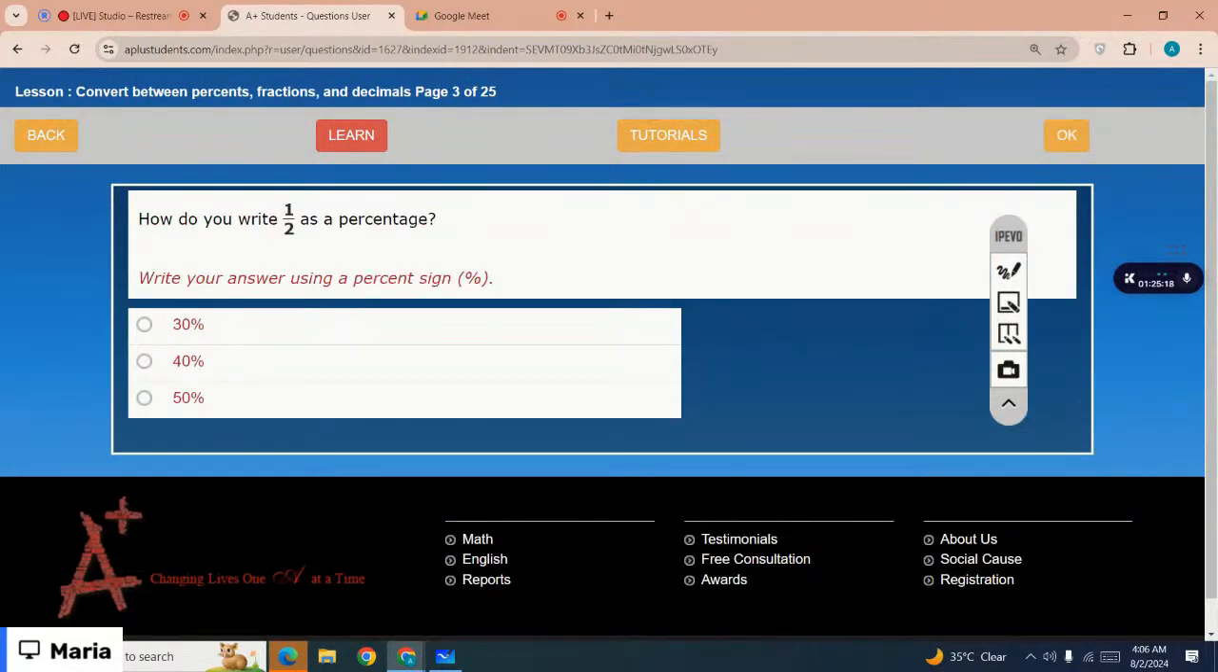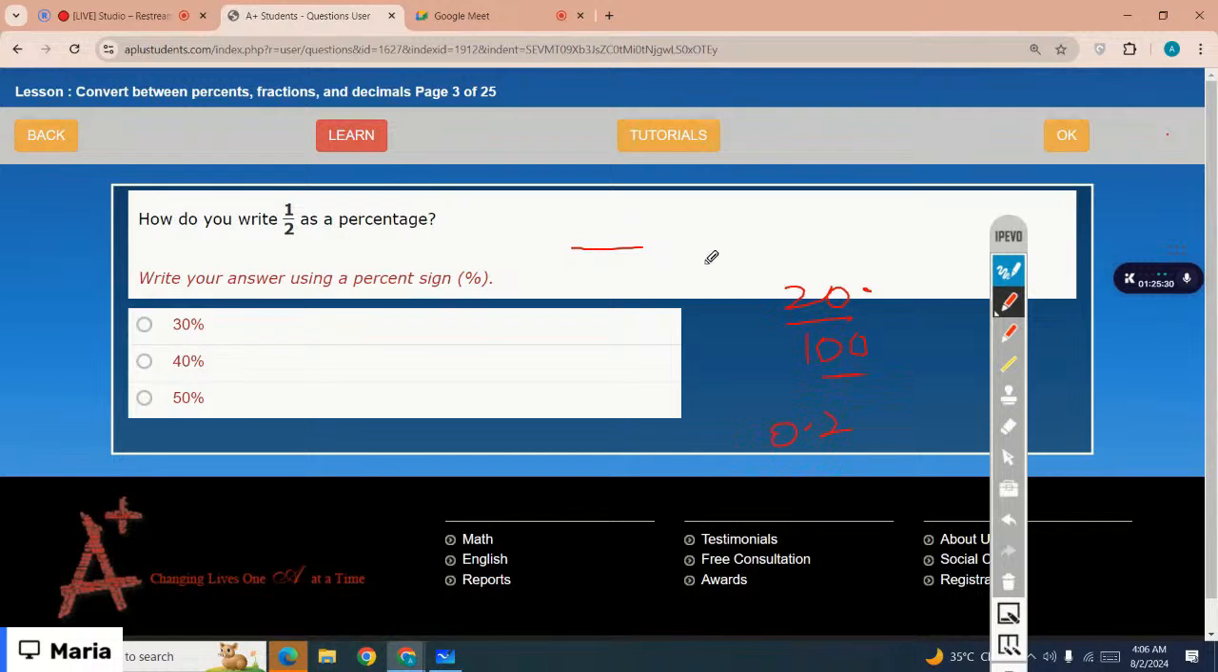Okay, how do you write 1 by 2 as a percentage? So now you are given a fraction. You need to write it in the percentage form. So how do we write it whenever we have to convert from fraction to decimal, right? You have to make the denominator.